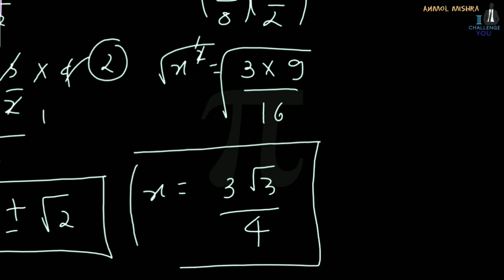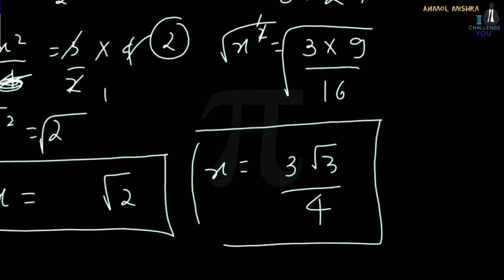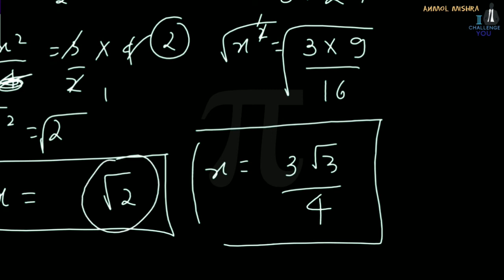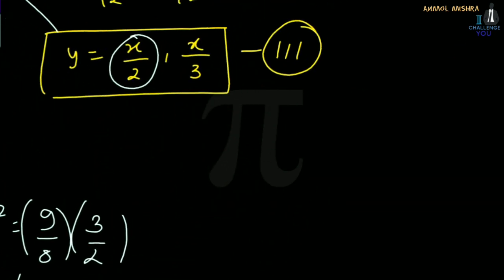This is the value of x, and we will just have the positive only, we will not go for the negative, let it be positive root 2 only. So the two values of x have been obtained, root 2 and 3 root 3 by 4. Now let us put these two values in this to obtain the value of y.